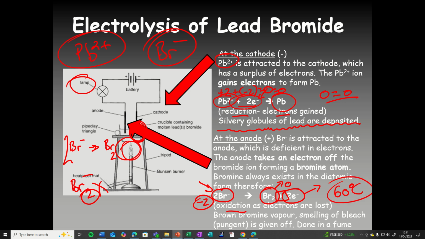So it doesn't come out as brown liquid, it comes out as a brown vapor, and it is a horrible, pungent, smelly gas. It smells of bleach actually. It's a good thing to write. It smells a bit like chlorine.